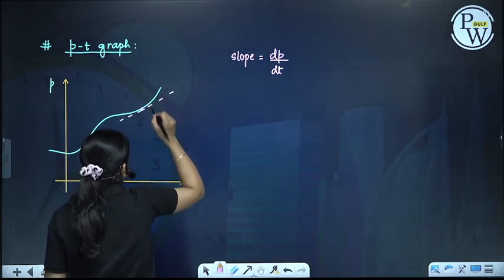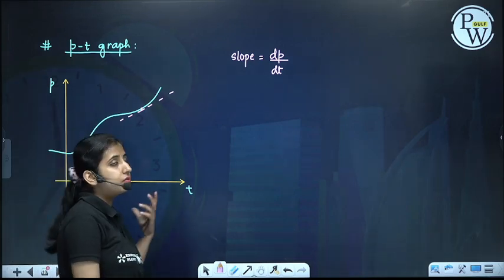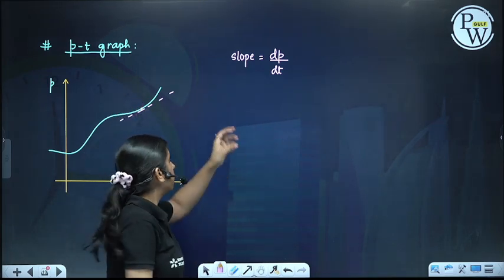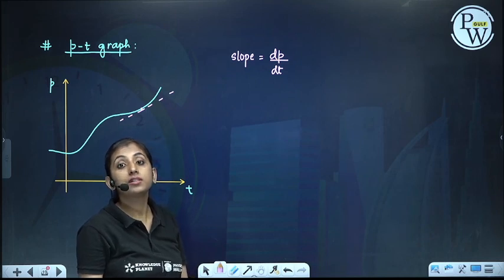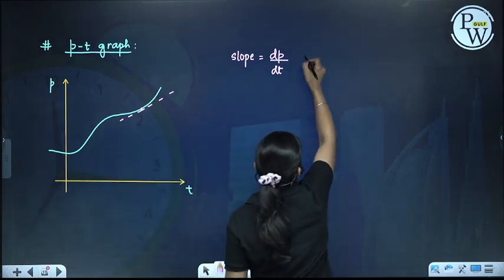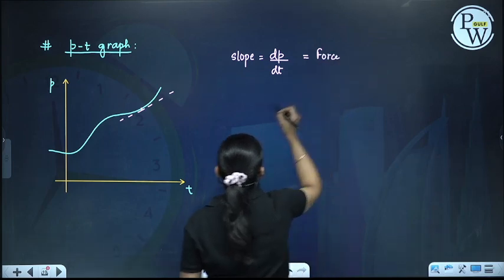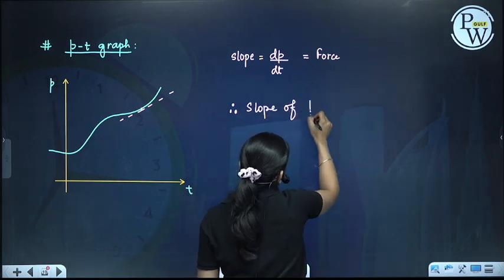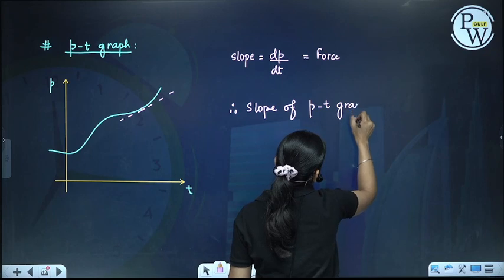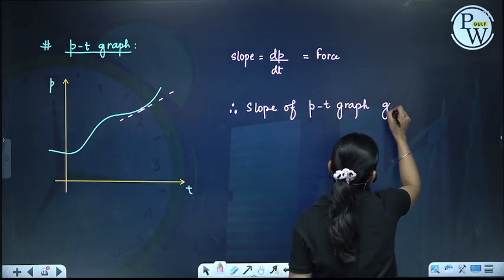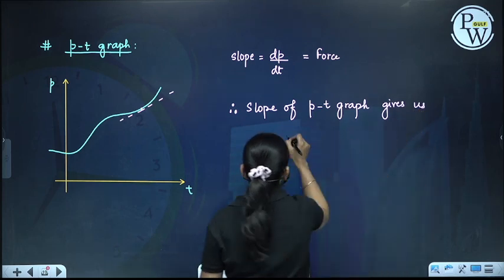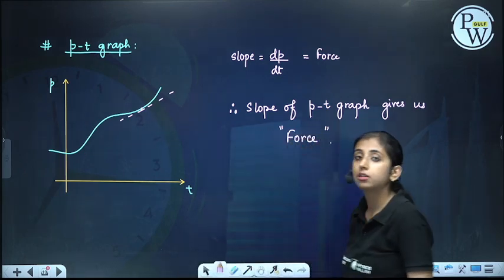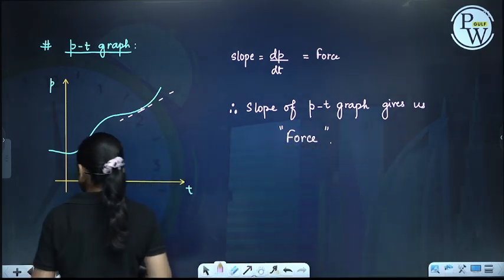Anywhere we want to find the force, we draw the tangent, and the slope of the tangent will be equal to the slope of the curve at this point. So slope will be equal to dp by dt. What is dp by dt? It is force. So the slope of the momentum time graph gives us force.